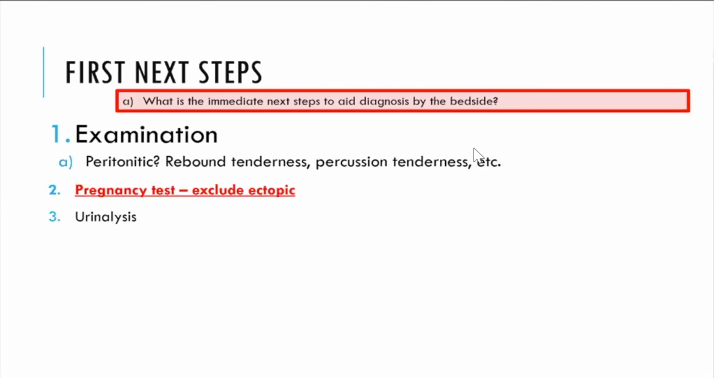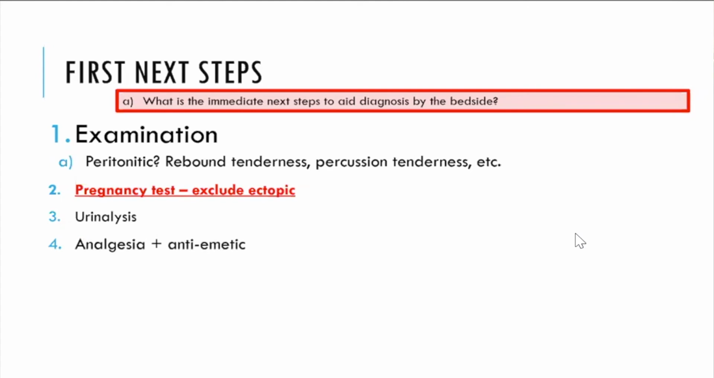Where was I? Okay, yeah, next steps. So you've done an examination. Pregnancy test is really important. This is a young girl, childbearing age. Urinalysis can be helpful as well. And then you want to give analgesia early and an antiemetic. This person's vomiting, they feel really nauseous, they feel rubbish. You have to think about it in terms of optimizing how the patient feels and trying to make them feel better.